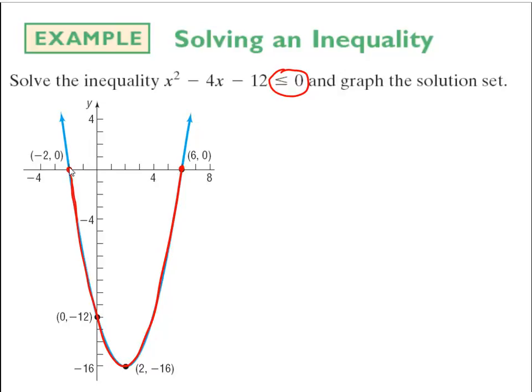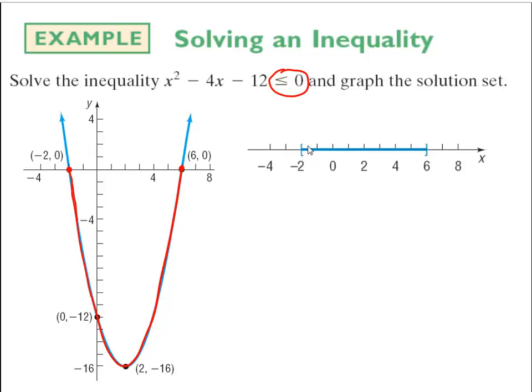The x-intercepts are negative 2, 0, and 6, 0. Those are my two x-intercepts. So any x between those two x-intercepts is going to solve this inequality. Here's the graph of the solution set. When this problem said graph the solution set, this is what they meant: sketch the solution on a number line. So any x between negative 2 and 6.